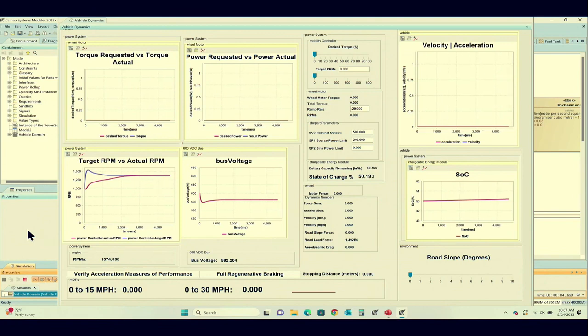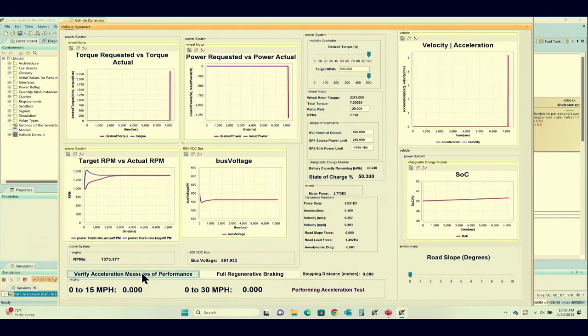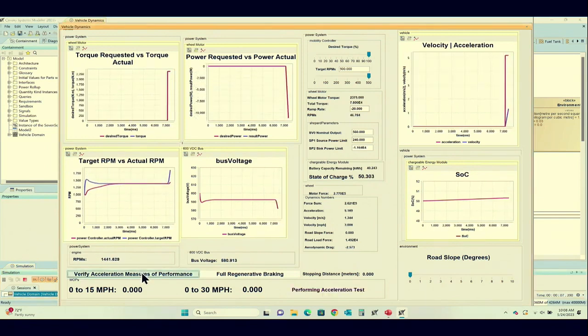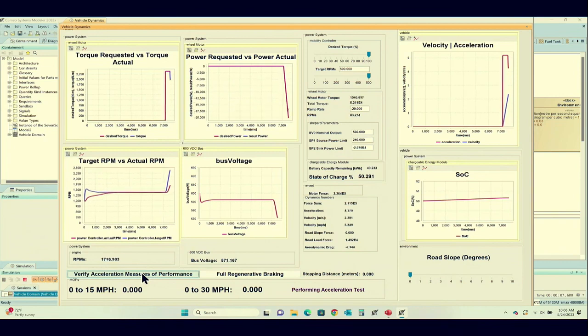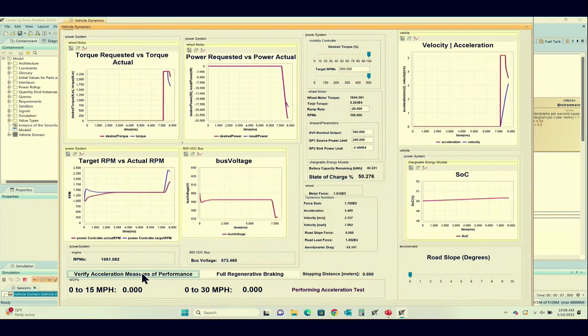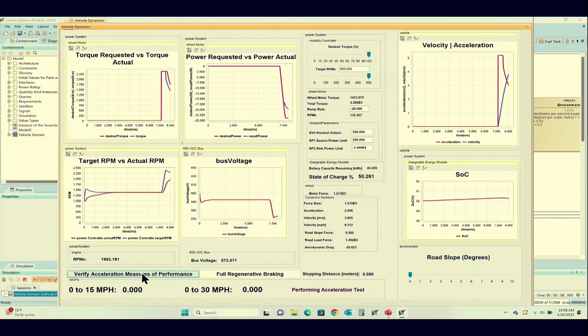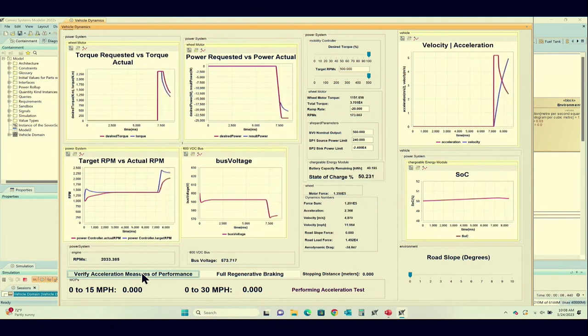And then there's a bus voltage, and that is a key factor in this simulation: watching that bus voltage and having things react accordingly depending on what that bus voltage is. Right now, the vehicle is not accelerating, but we can send a SysML signal using this button here and actually cause the vehicle to begin accelerating. What that did is set some value properties of desired torque and target RPMs of our wheel motors, and this is what causes it to begin accelerating.